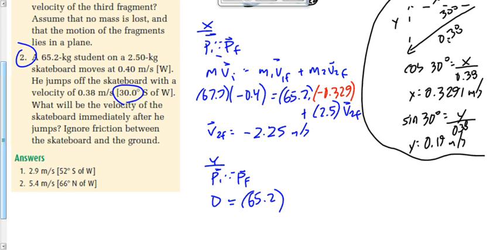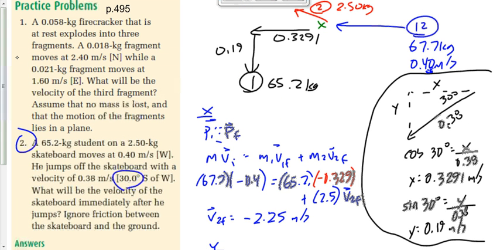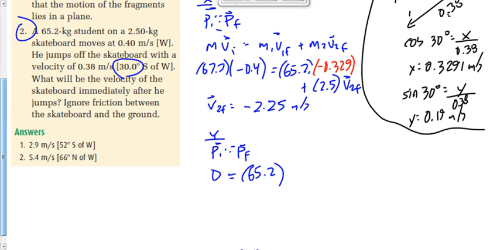65.2 times, what's object number 1 final y velocity? Stefan, you got that one? Yeah, good. We're going to make it negative, though, because it's going downwards, right? So negative 0.19, plus 2.5 times V2F. We solve for V2F here. What does that work out to be? 4.2. Thank you.